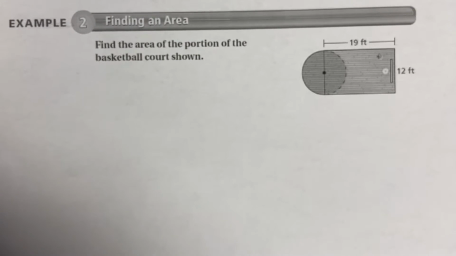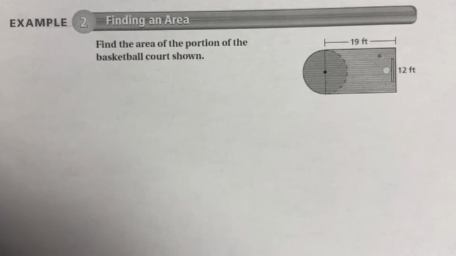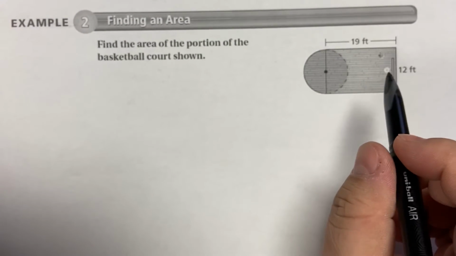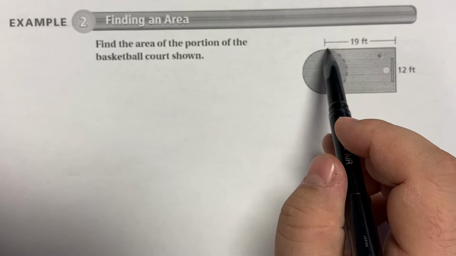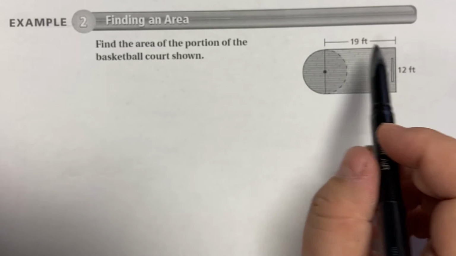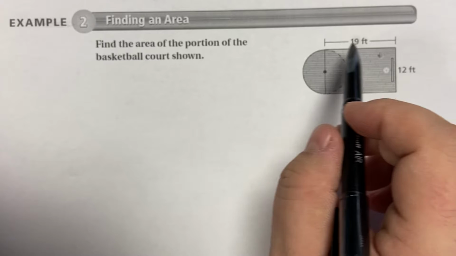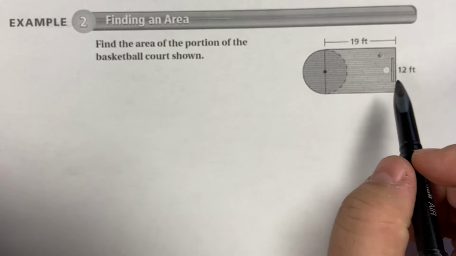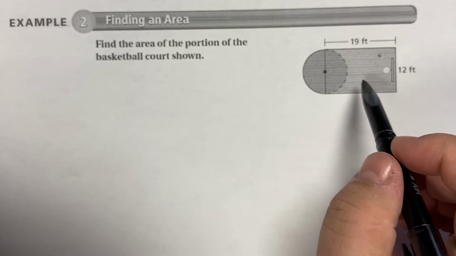Today we're talking about finding the area of a composite figure. In this case, we're looking at a basketball court. More specifically, we're going to be looking at the free throw line, foul line, whatever you want to call it. The area right here, top of the circle, all the way to the baseline, and to include the foul.